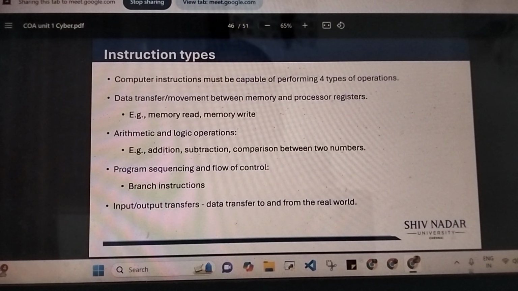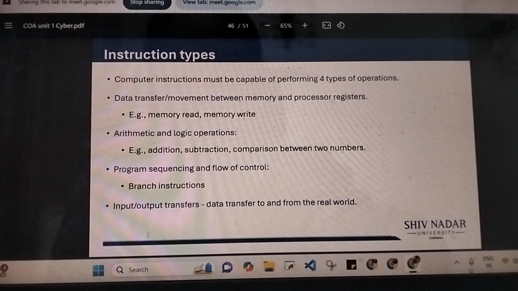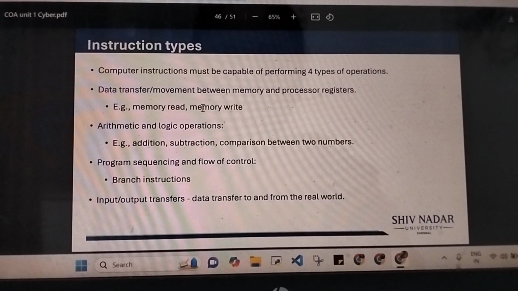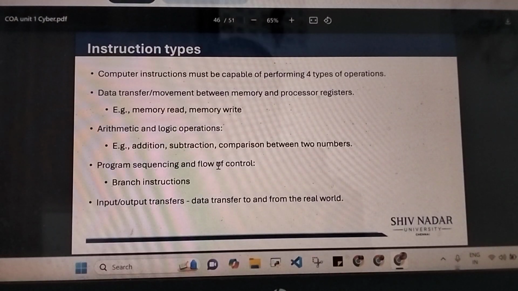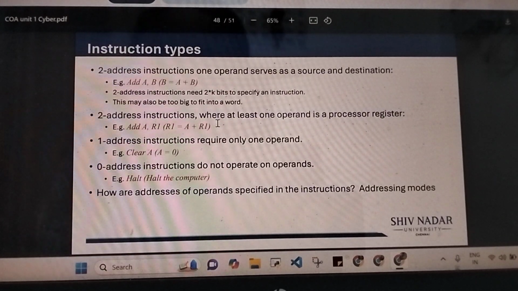Okay, so those were the types of instruction writing frameworks. We now move to the types of instructions in terms of the function they perform. This again is something we looked at yesterday, so I will give a quick overview. Data transfer, arithmetic and logic instructions, program sequencing and flow of control, which decides the sequence in which instructions have to be executed, the jumping when you have an iteration or a conditional block and so on, and input output transfers. Now we come to the types of instructions based on how many operands we have.